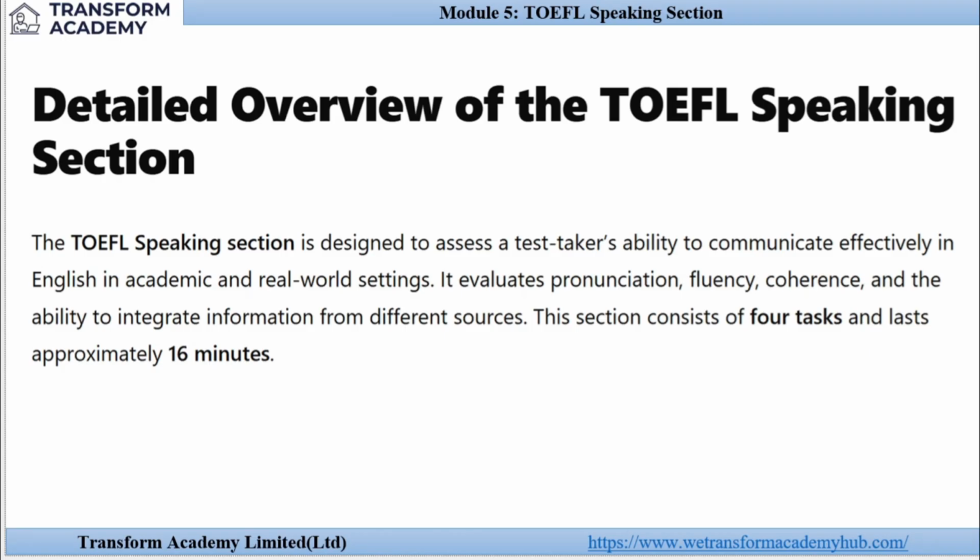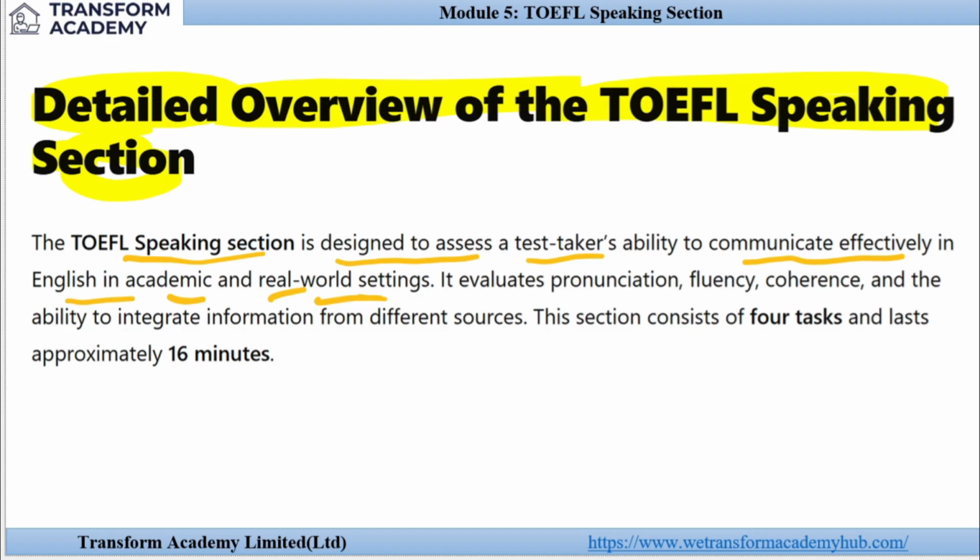Now we'll talk about the detailed overview of the TOEFL speaking section. The TOEFL speaking section is designed to assess a test taker's ability to communicate effectively in English in academic and real world settings. It evaluates pronunciation, fluency, coherence, and the ability to integrate information from different sources. This section consists of four tasks and lasts approximately 16 minutes.